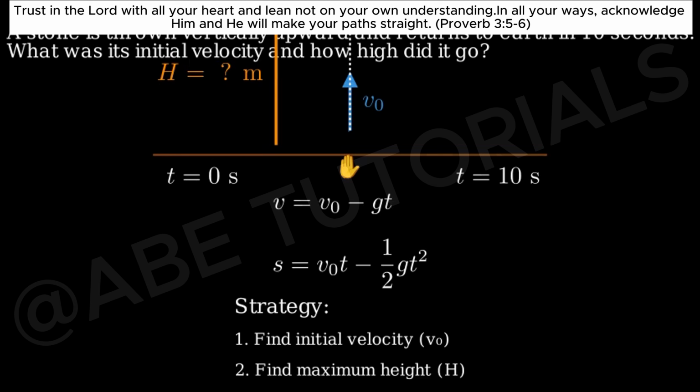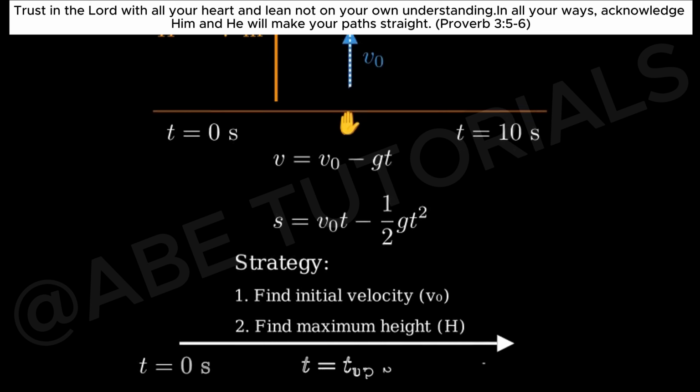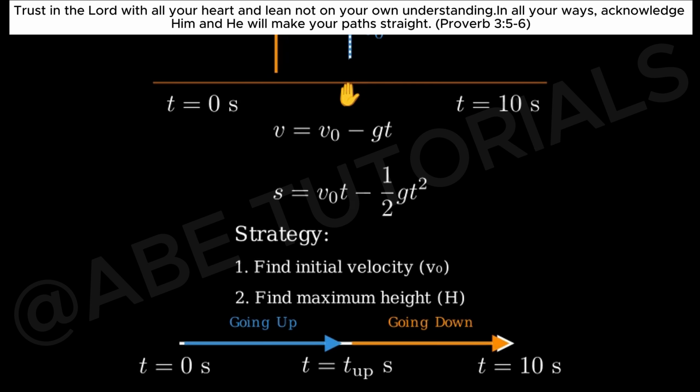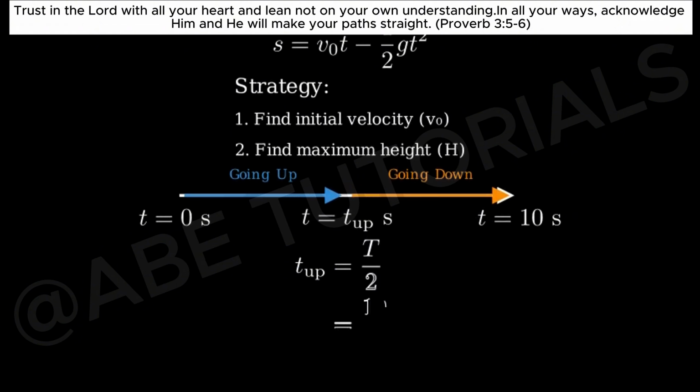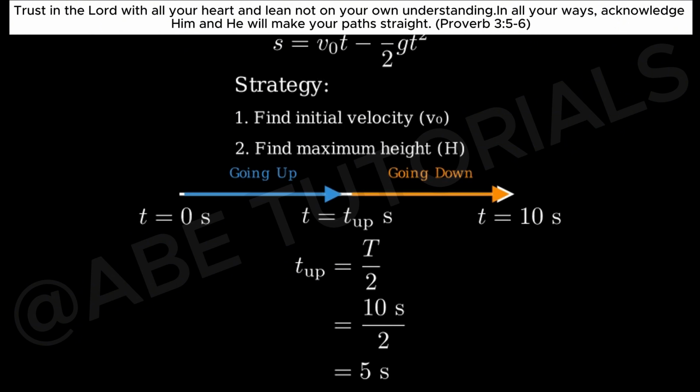First, let's use symmetry to find the time when the stone reaches its maximum height. Since the total flight time is 10 seconds, and the motion is symmetric about the maximum height, the stone reaches its highest point exactly halfway through the total flight time. So, the time to reach maximum height is t up equals t divided by 2, which is 10 divided by 2, which equals 5 seconds.